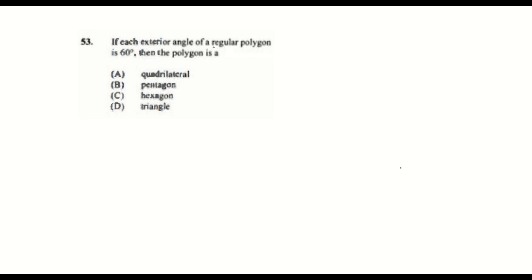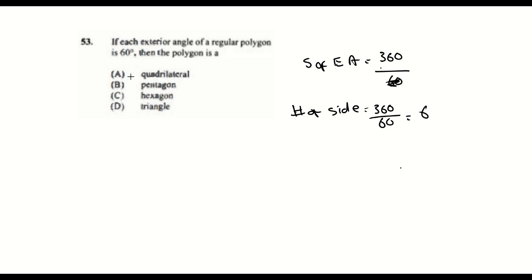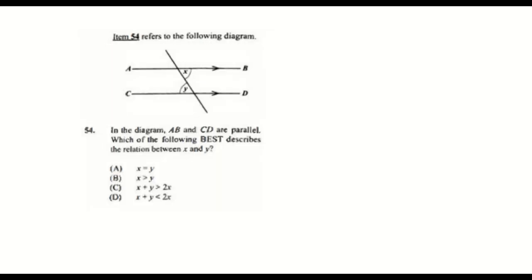Okay, first off, it's a regular polygon, meaning all sides are equal. We know that the sum of exterior angles is always 360. So the number of sides would be 360 divided by 60, which is equal to 6. And that is not a quadrilateral, not a pentagon, not a triangle. It would be C. Right, for the relationship between x and y, they are equal.